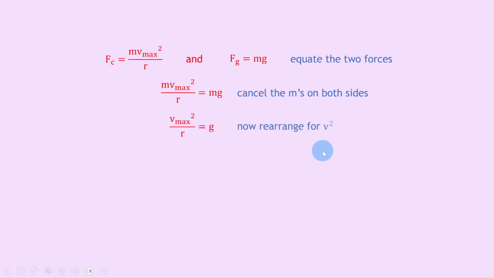And now we want to rearrange for Vmax squared first of all. So doing that we can multiply both sides by r to get Vmax squared equals gr. And lastly we want to square root both sides, so we get Vmax is equal to the square root of gr. And that's what we were asked to show, remember.